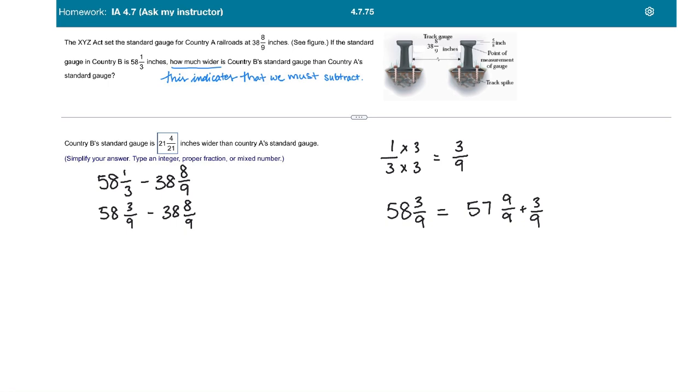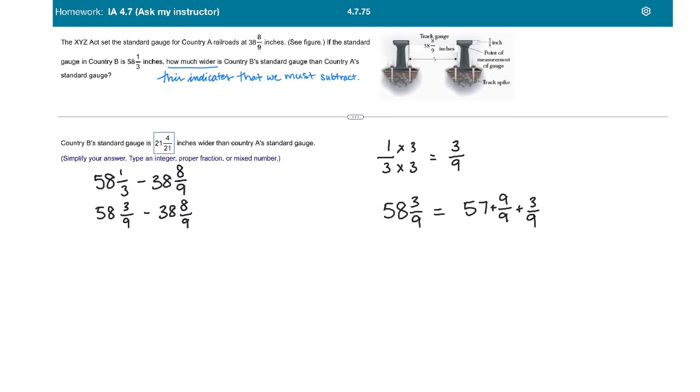Also, keep in mind that mixed numbers are basically addition. So 57 plus 9/9 plus 3/9. When we write 58 3/9, we are really saying 58 plus 3/9. It's assumed and it's not written. So now this could be written as 57 and 9 plus 3 is 12, so 57 and 12/9. Now that is improper, right? Generally, we don't write any fraction that has a numerator greater than the denominator. However, in this scenario, this allows us to subtract.